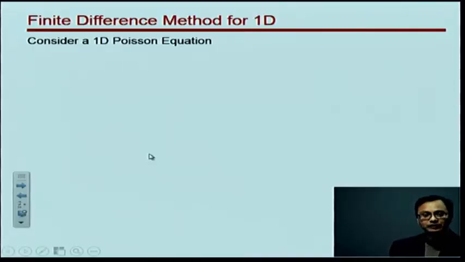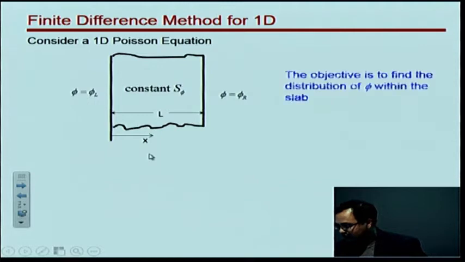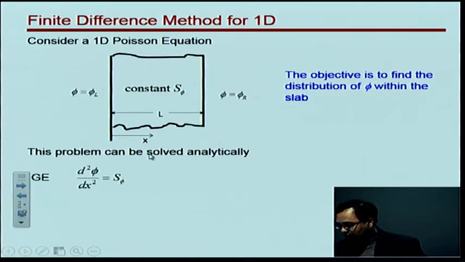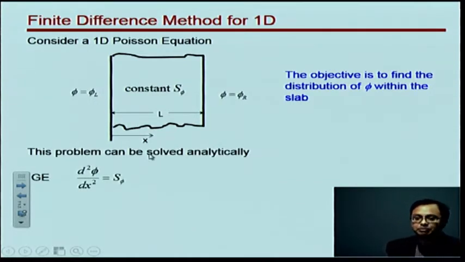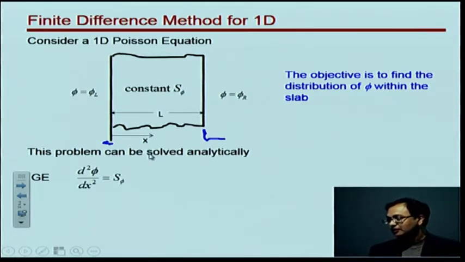So let's start with a very simple problem. We want to solve a simple one-dimensional Poisson equation using a numerical method. Basically we have a one-dimensional computational domain going from x equal to 0 to x equal to L. x equal to 0 on the left end, x equal to L on the right end. On the left end, I have a prescribed phi boundary condition. On the right end, I also have a prescribed phi boundary condition.